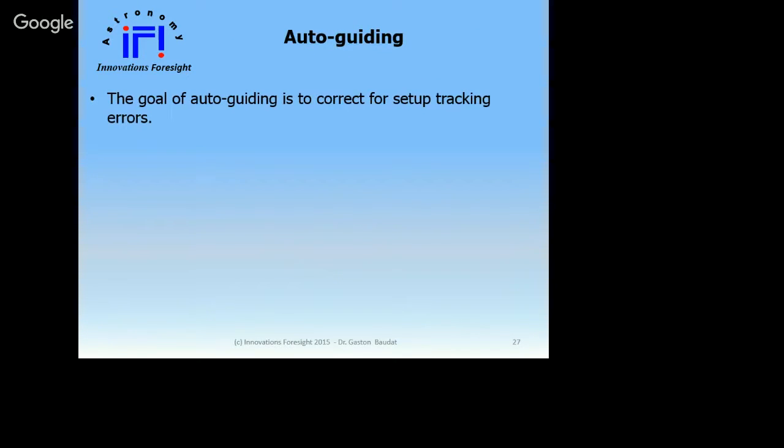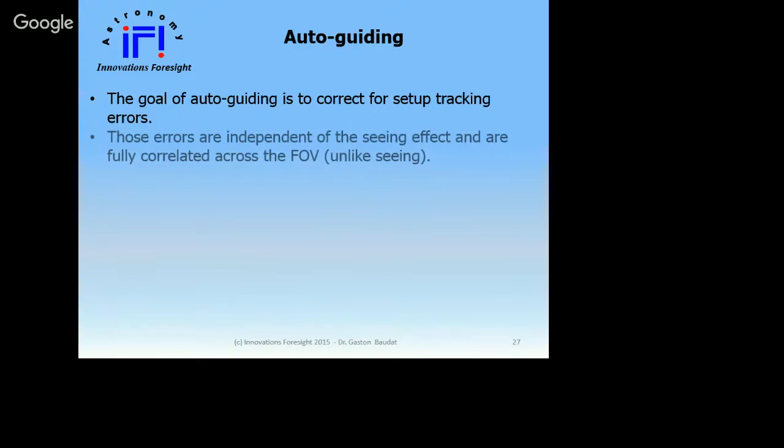Since I'm talking about guiding, let's talk about what auto-guiding means in terms of seeing. First, the goal of auto-guiding is to correct for the setup tracking error. Those errors are independent, they are not correlated with the seeing. Which means the tracking error from your setup is fully correlated across the field of view. Unlike seeing, there is no isoplanatic patch anymore. If your star is moving away for any reason coming from your mechanics, well, it is everywhere in the field of view.